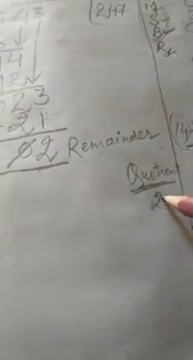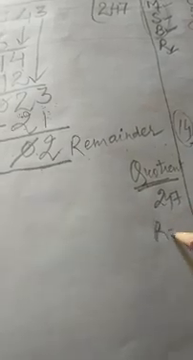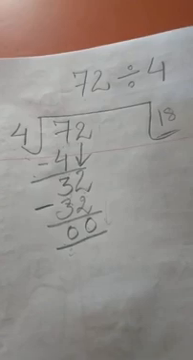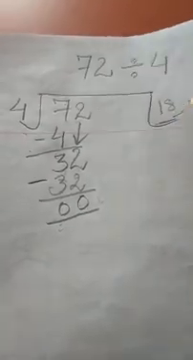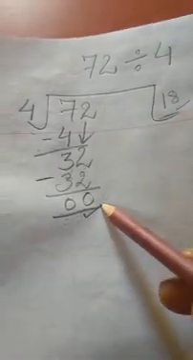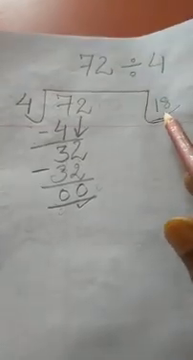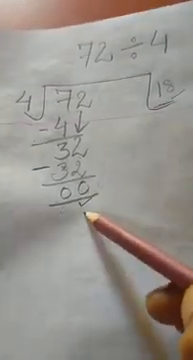Answer of division is called quotient. Quotient is 247 and the remainder is 2. Yes, and in this question, what is the quotient? Here the quotient is 18 and the remainder is 0. Yes, the quotient is 18 and the remainder is 0.